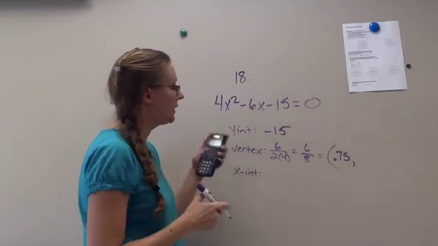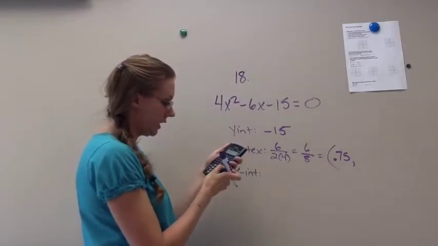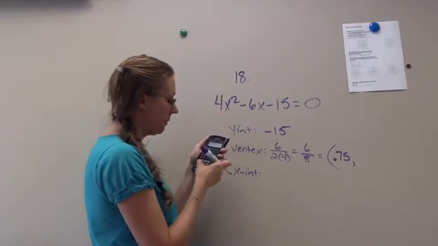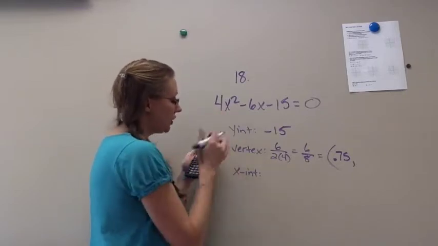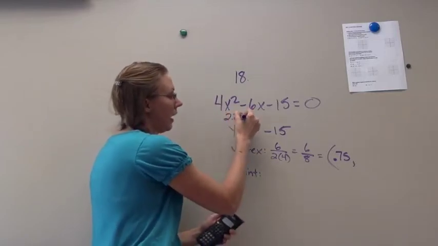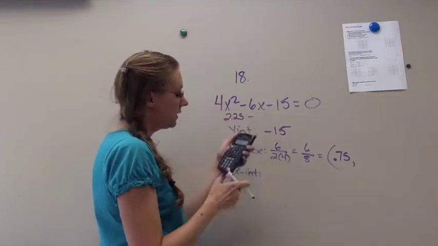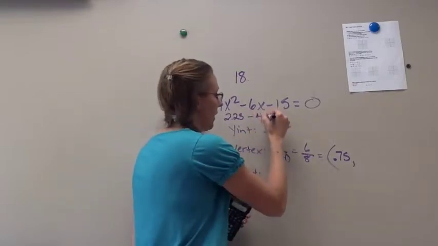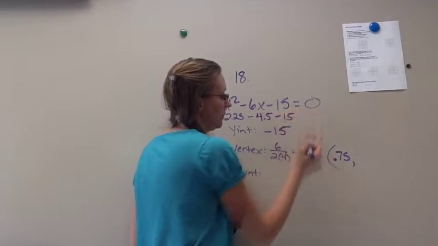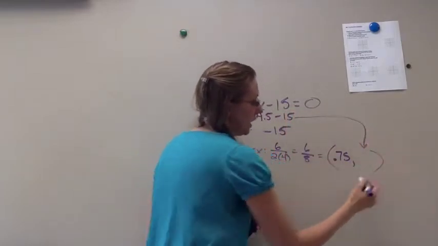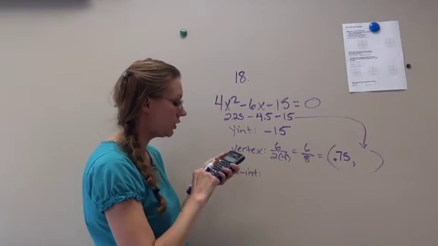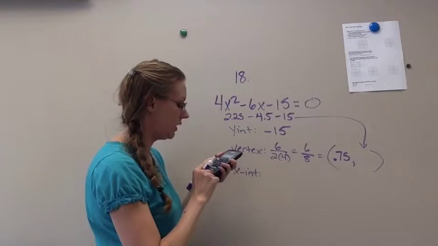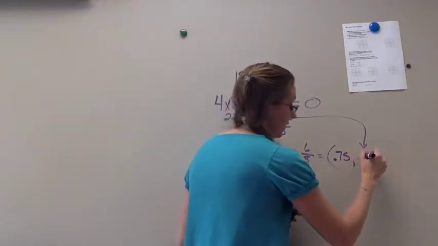Now I'm going to plug in that 0.75 here. So I'm going to do 0.75 times 0.75. I get some funky decimal. I'm going to multiply it by 4. Actually, you know what? It's 2.25, so I'm going to keep it like that. Minus 6 times 0.75 is 4.5. Minus 15. Now I'm just going to solve that and stick it in as my y value. So 2.25 minus 4.5 minus 15. Negative 17.25.